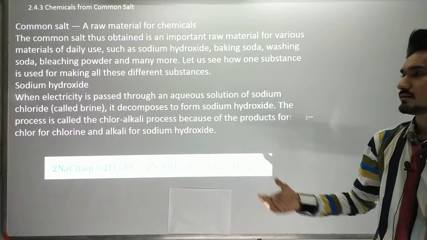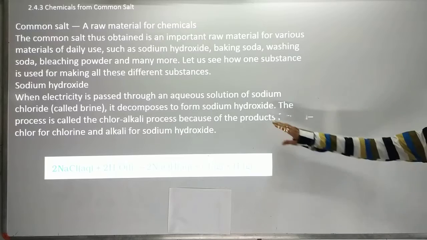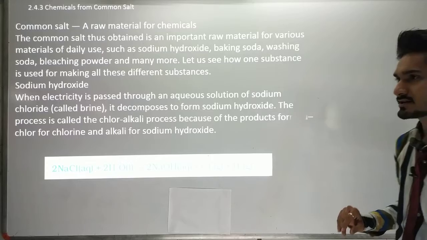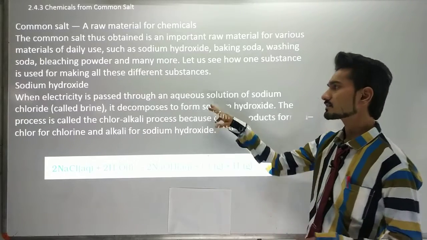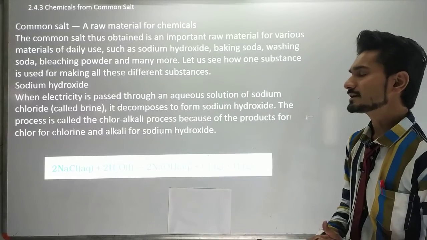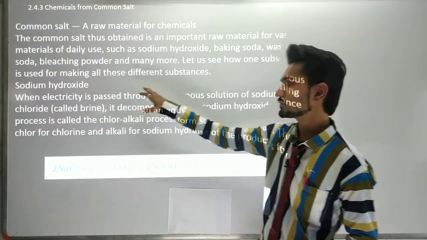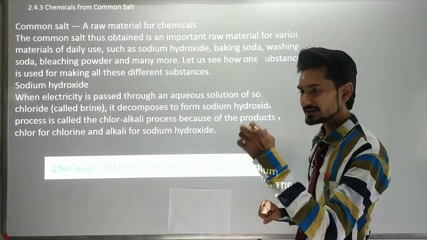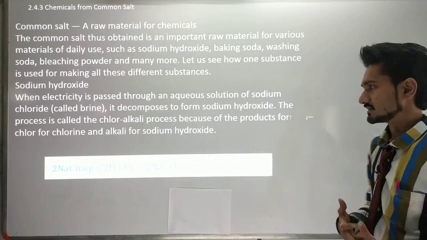This paragraph will be very important. When electricity is passed through an aqueous solution of sodium chloride, it decomposes to form sodium hydroxide. Aqueous solution means the liquid in which something is dissolved. What happens is that when sodium chloride is put into the aqueous solution, it gets decomposed, and whenever it gets decomposed, it makes a base, and that base is known as sodium hydroxide.